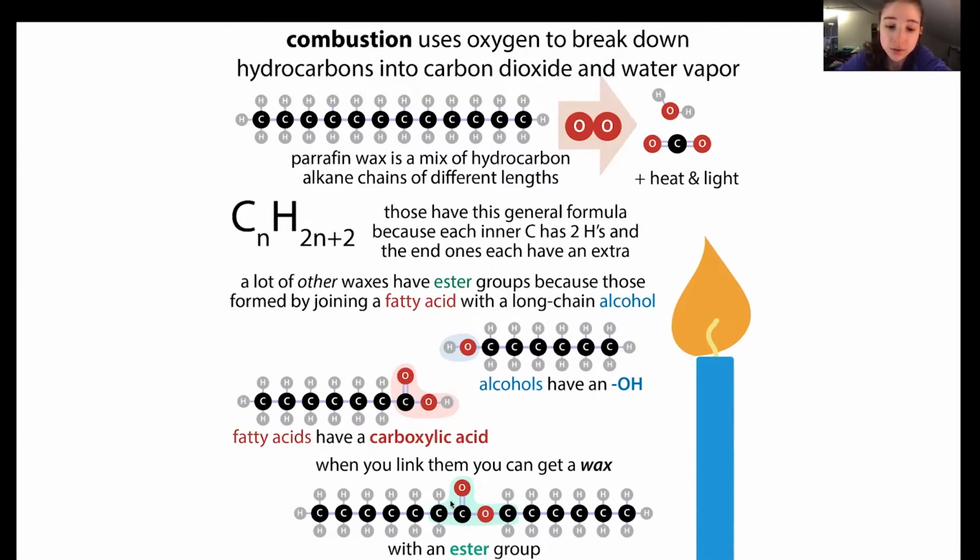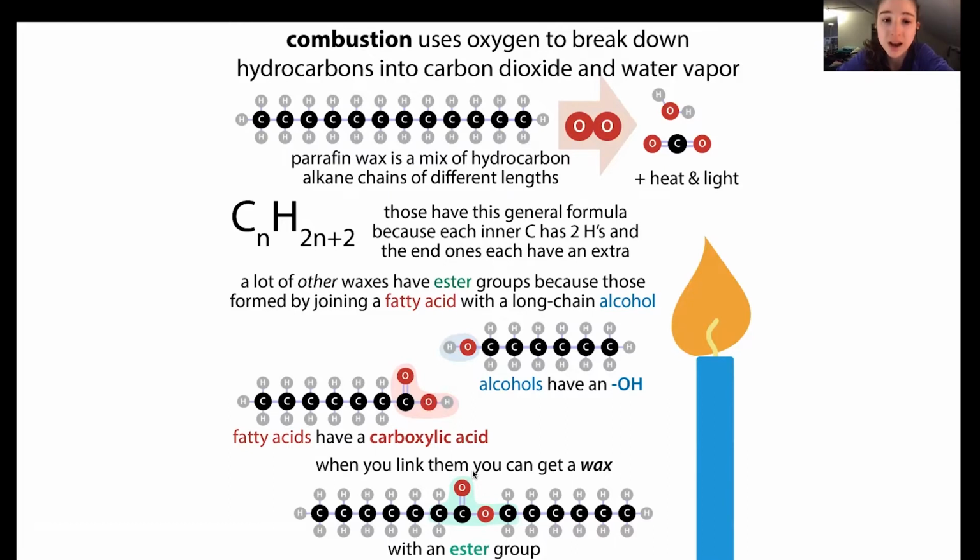And these ester groups are basically when you take a fatty acid and an alcohol. So you have a hydrocarbon chain with a carboxylic head, and a long-chain alcohol with an OH group, and then these combine and give you a double bond to an oxygen, so a carbonyl group next to an oxygen. This is called an ester group. And so this is an example of an ester.